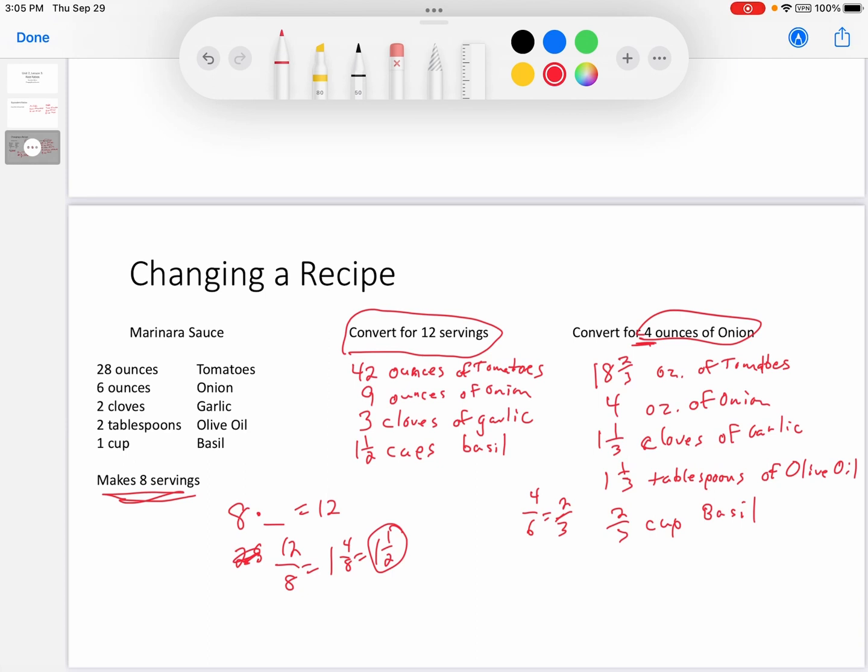And that's how you do this. So you have to decide what to multiply or divide by to go from one to the other, and then you use that and you multiply each of the ingredients by that number, and you get all of the information you want. I realized I forgot the olive oil for 12 servings. We're multiplying by 1 1/2. That's 3 tablespoons of olive oil.